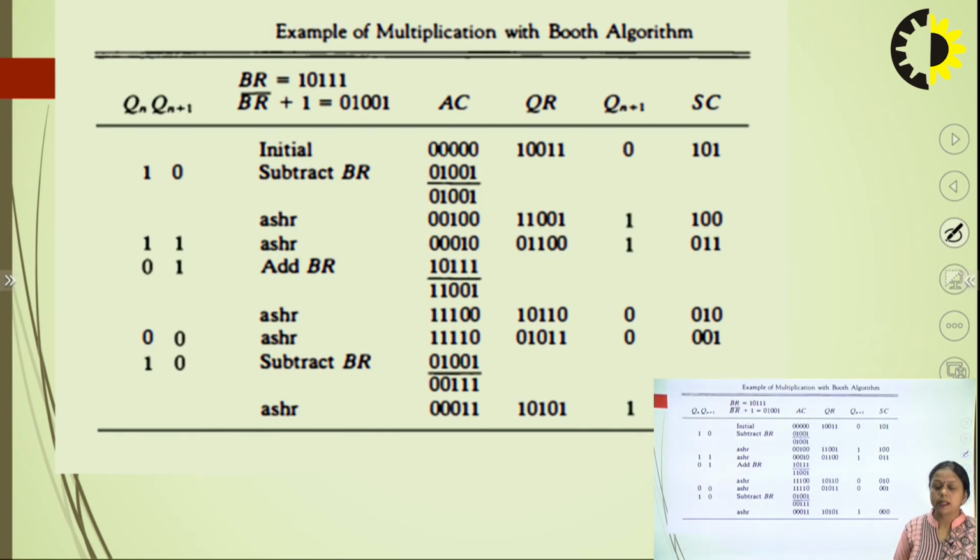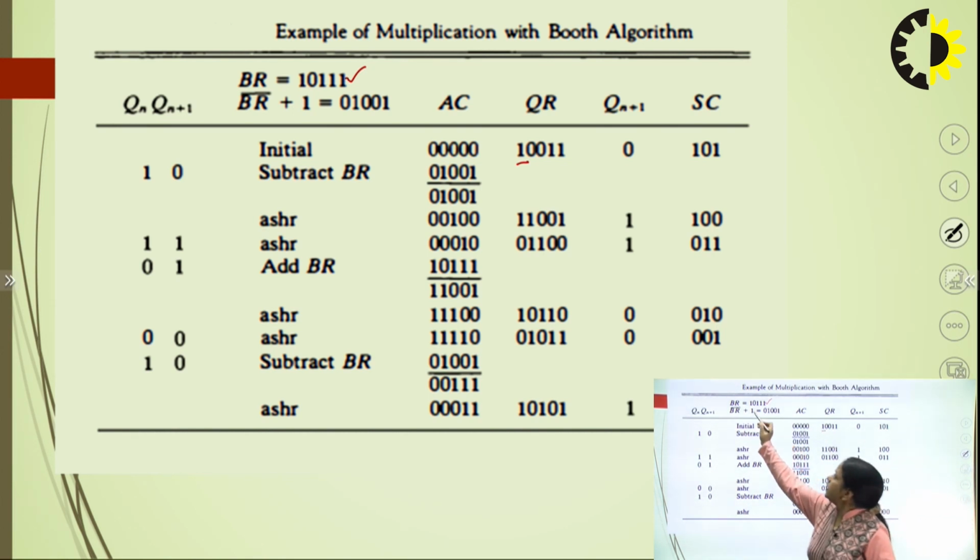Now I am taking an example for Booth algorithm. Here we want to multiply two numbers where the multiplicand is your BR 1 0 1 1 1 and the multiplier bits are 1 0 0 1 1. You can see here this is a negative number because we have 1 in the most significant bit, and again in this case also there is a 1 in the most significant bit. That's why these two numbers are negative numbers.